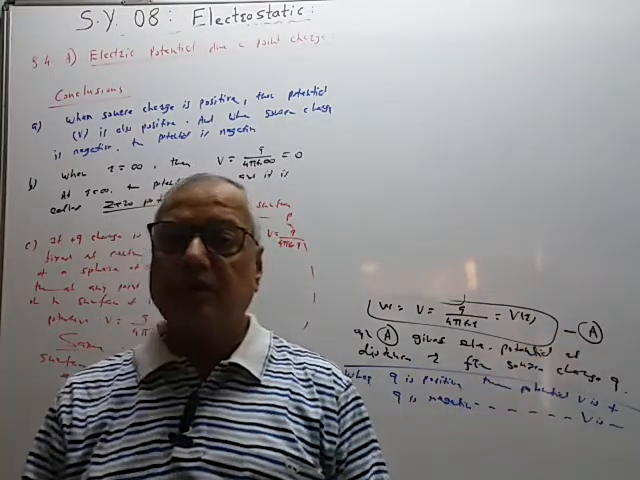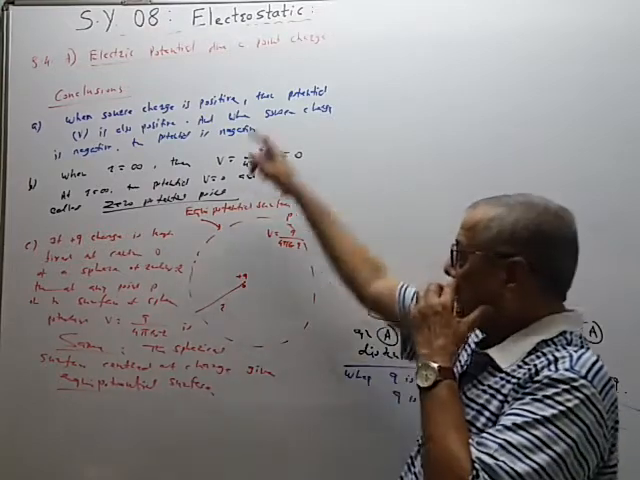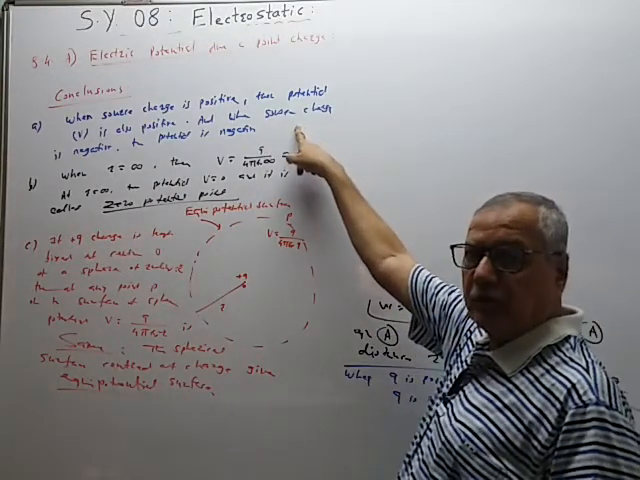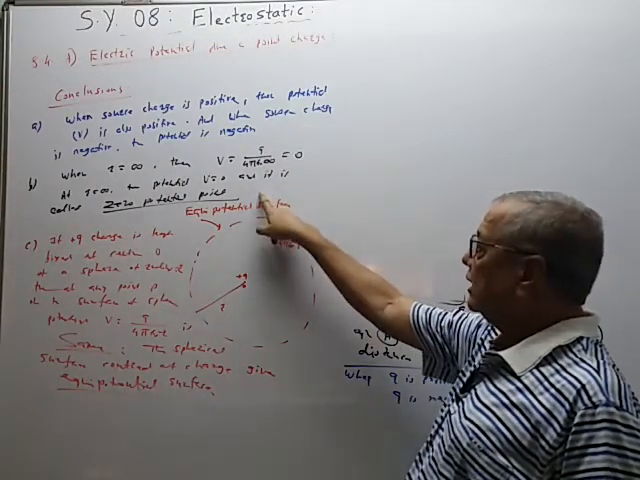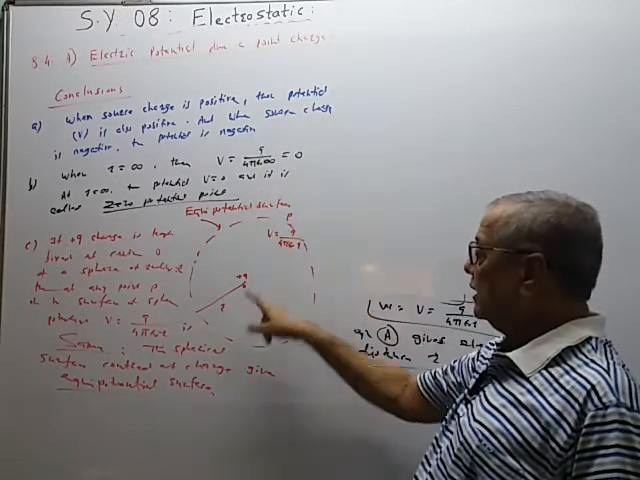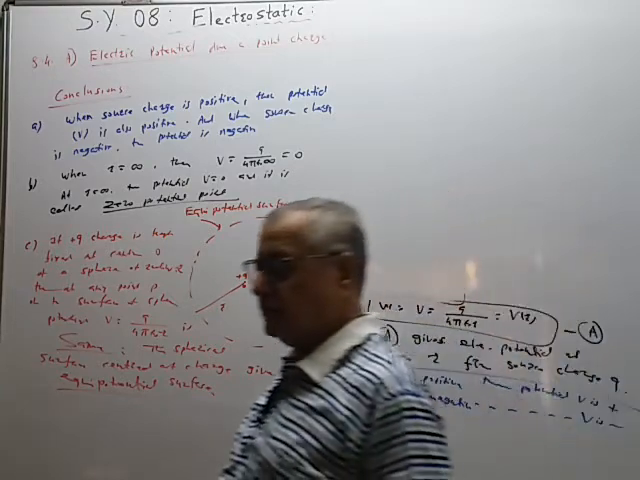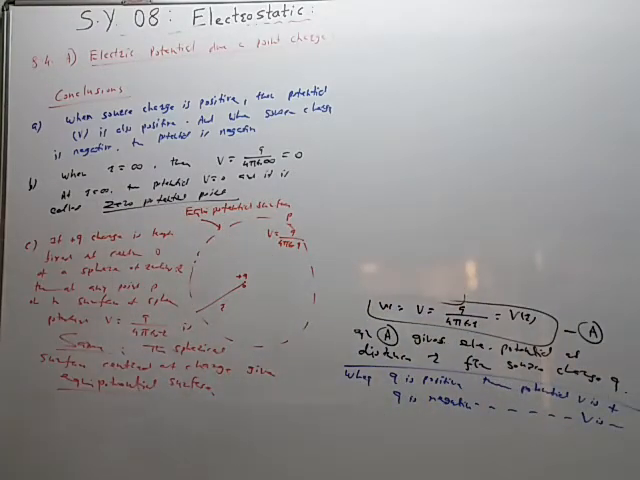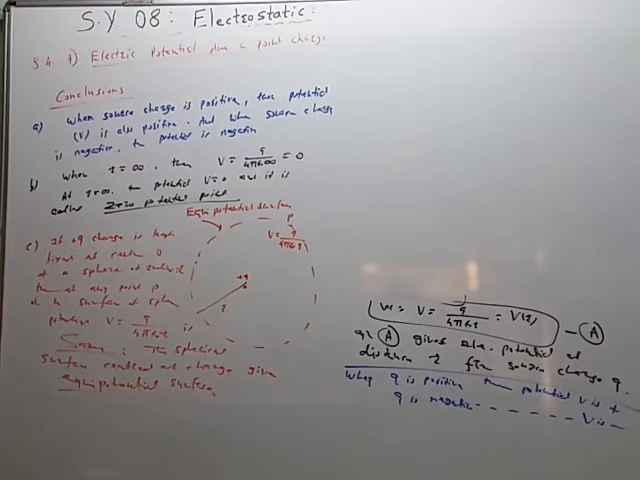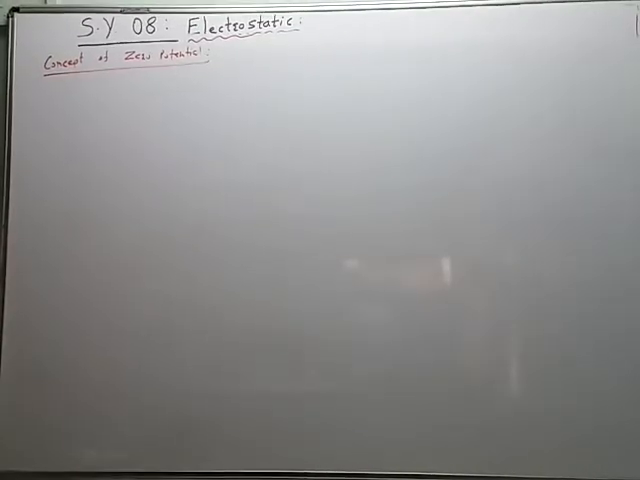So these three important conclusions we can view. This potential may be positive or negative. We can get zero potential point and we can get the equipotential surface due to the charges like this. So these are the important conclusions. Now this concept of zero potential we have to explain separately. So let us see this concept of zero potential.